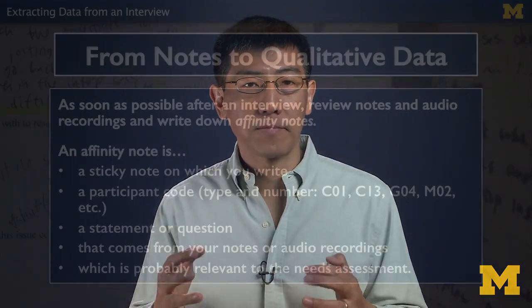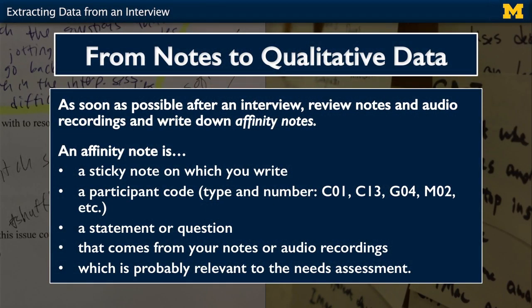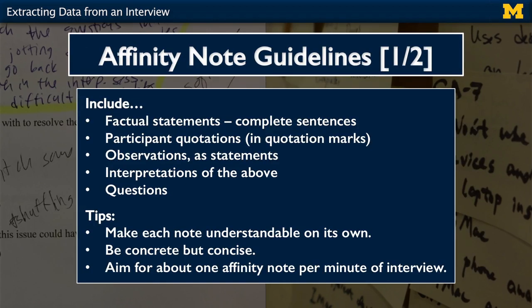An affinity note is basically just a sticky note, something that looks like this, on which you write down a code for the user that you were interviewing, as well as a statement or a question. These statements should come from your notes or from the audio recording, extracting different bits of information that are relevant for your overarching question. You want to include on a sticky note just one idea at a time: either factual statements, which should be complete sentences; participant quotations where one of the interview participants said something interesting or relevant; observations that you've made, again as full sentences; or interpretations that you've thought about of any of the above.